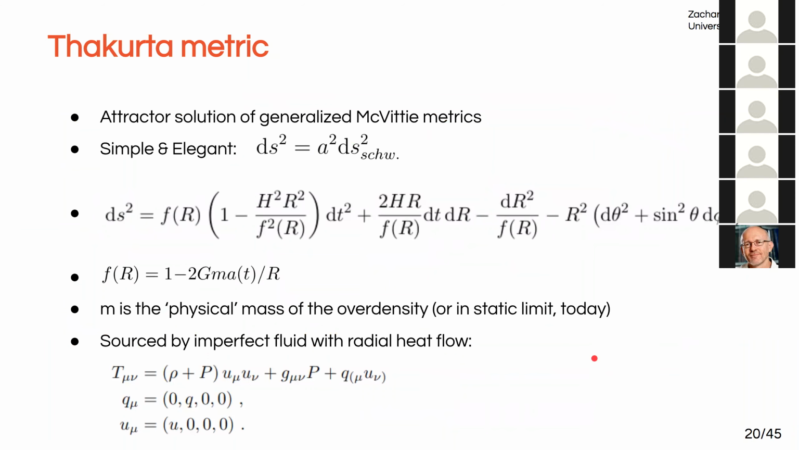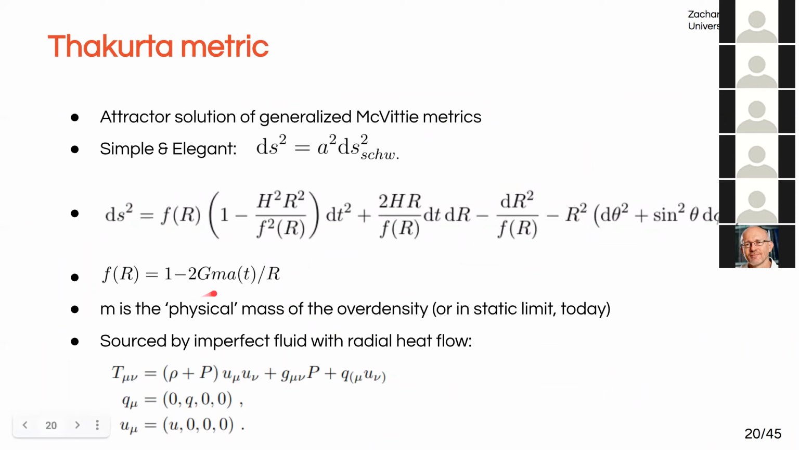So as I was saying, the Thakurta metric is the attractor solution of these generalized McVittie metrics. But importantly, it's actually quite simple. It's pretty much just the cosmological scale factor times the Schwarzschild metric. And when you calculate that explicitly, you end up with this kind of metric, which has these radial terms because it has a radial heat flow, which sources it.